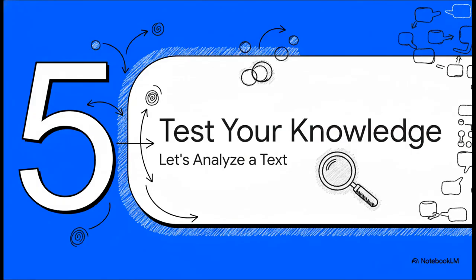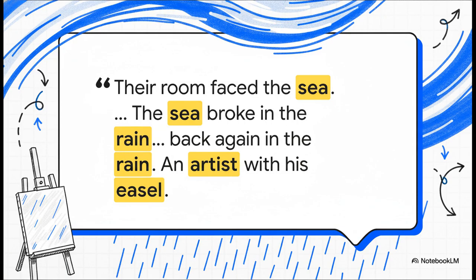Okay, theory time is over. Let's get our hands dirty and actually put this stuff into practice, because this is exactly the kind of thing you'll be asked to do on an exam. We're going to look at a quick text and see what we can find. All right, here we have a little piece from a classic short story by Hemingway. So just take a second here, read it over, and try to spot as many of those cohesive devices as you can. Think about reiteration and collocation. See what you find.